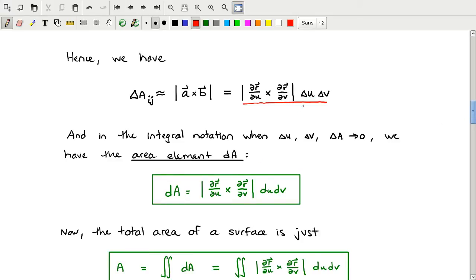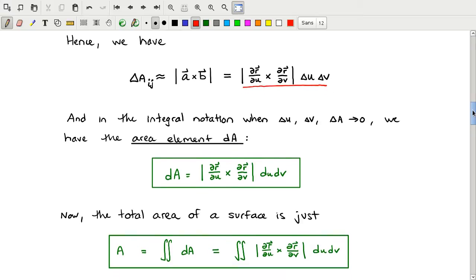Also, delta u becomes du, delta v becomes dv, and we have the area element dA, which can be written in most generic form for a parametric surface: partial r partial u cross partial r partial v, take the magnitude, times du dv.